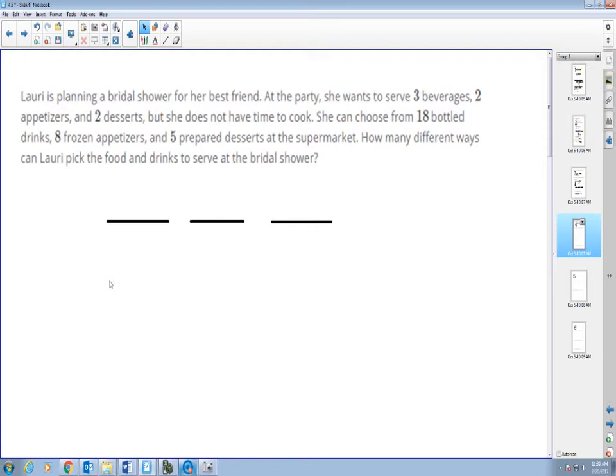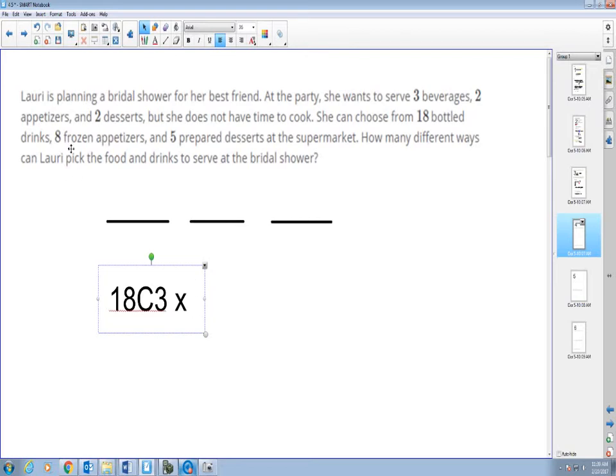Now we got 18 beverages from the store she can choose from. Using combination for any 3 beverages, the order of which beverage she chooses out of the 18 does not really matter. When she bought the stuff and takes it to the party, where she placed which food does not matter either.